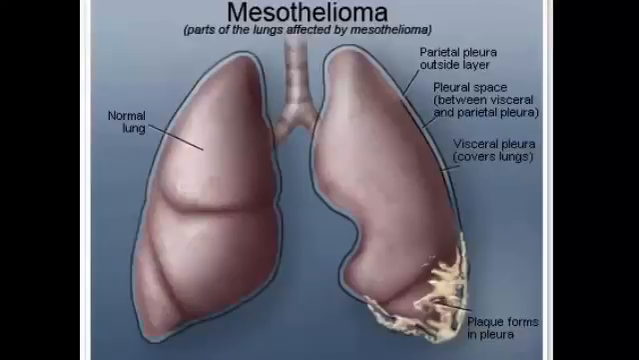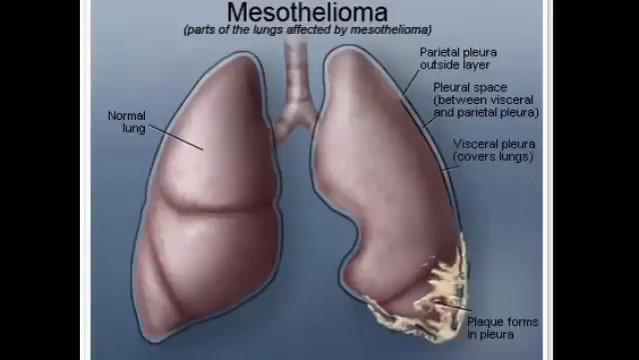Mesothelioma is an aggressive cancer affecting the membrane lining of the lungs and abdomen. Malignant mesothelioma is the most serious of all asbestos-related diseases. Exposure to asbestos is the primary cause and risk factor for mesothelioma.